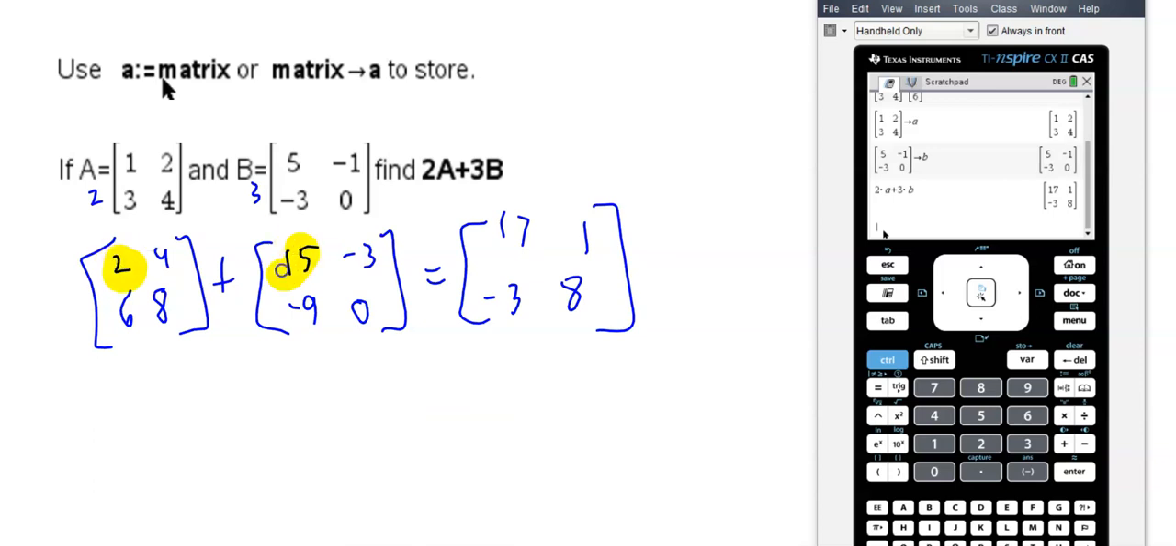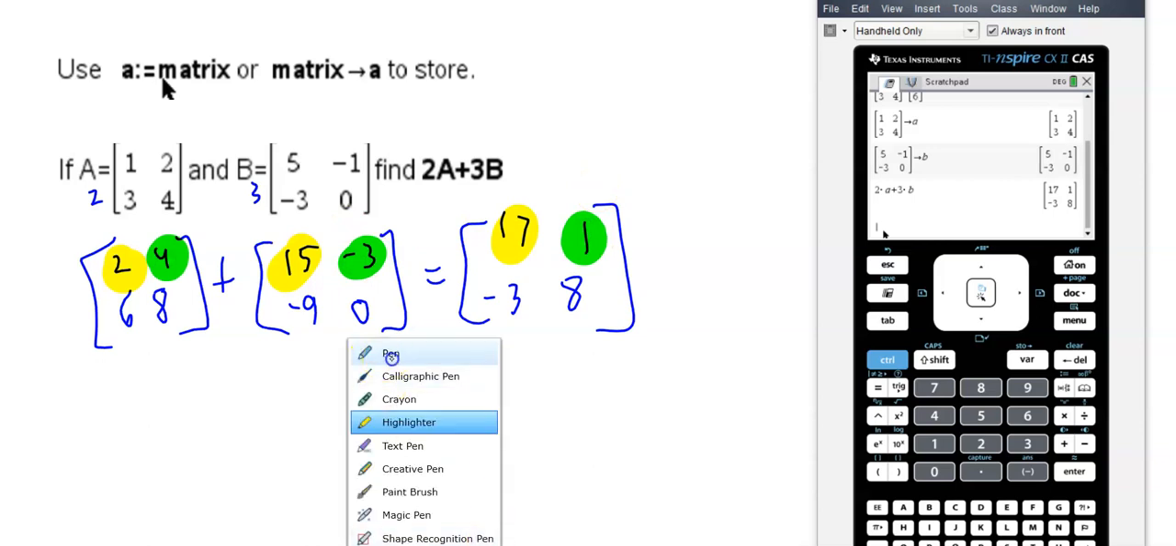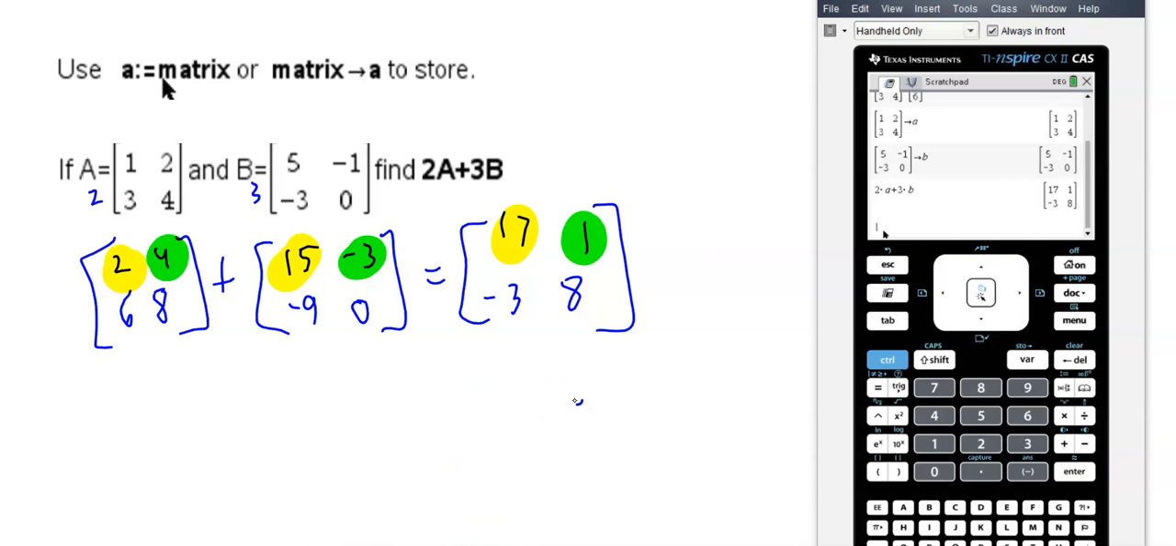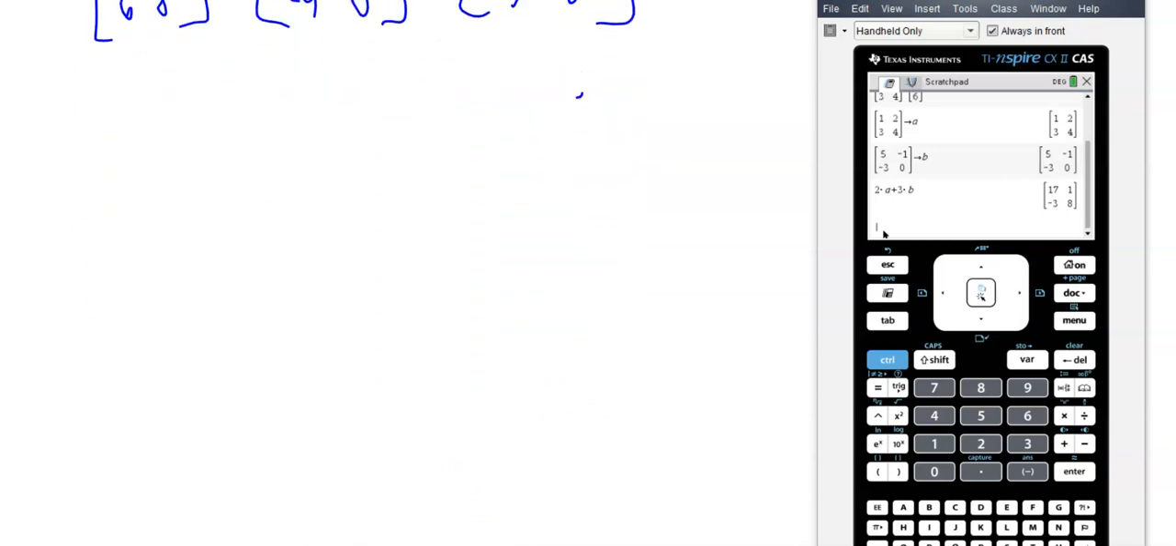You're adding up the top left-hand corner, and then you're adding up the top right-hand corner, etc. 4 plus negative 3 is 1. You just keep going and add them all up, and you'll get it. Adding and subtracting is pretty easy.